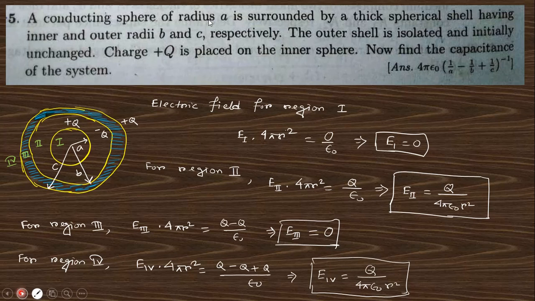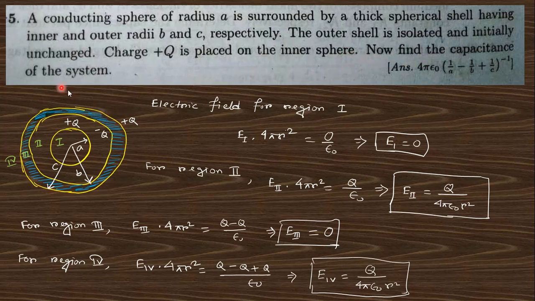A conducting sphere of radius a is surrounded by a thick spherical shell having inner and outer radii b and c. So this is the conducting sphere of radius a, and there is a thick shell with inner radius b and outer radius c. The outer shell is isolated, initially uncharged, and +q is placed on the inner sphere. If you place +q charge on the inner sphere, there will be an induced -q charge on the inner side of this shell and +q charge on the outer side of this shell.